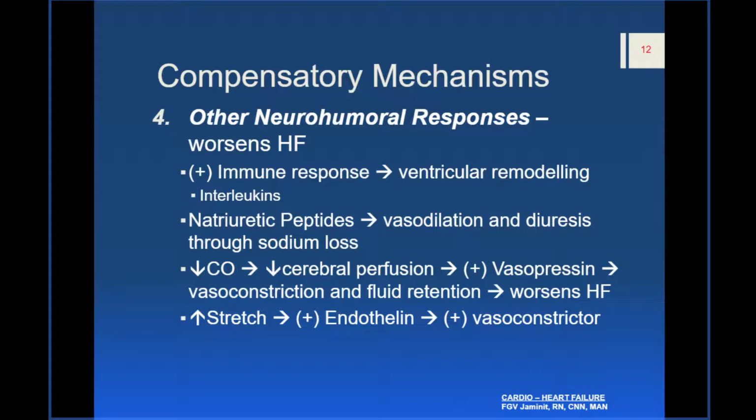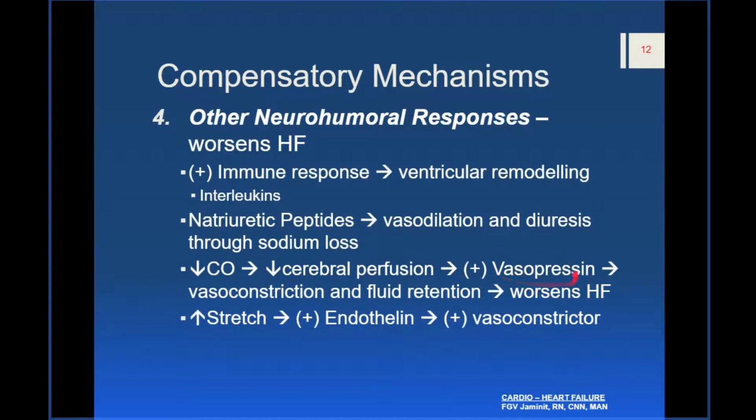Second would be natriuretic peptide, also known as your NP. It is a hormone as well that promotes vasodilation and diuresis through sodium loss. So there would be a decrease in the cardiac output, which can later on decrease the cerebral perfusion.